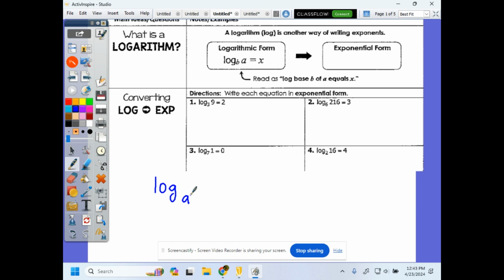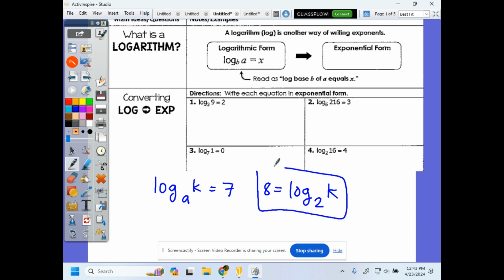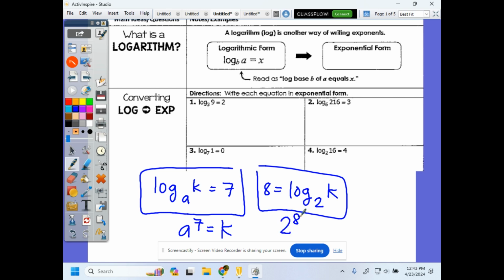On the side of your paper, I'd like you to try this on your own: log base a of k is equal to 7. I want you to write that in exponential form. And log base 2 of 8 is equal to k. These two problems here, write them on the side of your paper in exponential form. If you already answered it, the answer here is a, base a, the exponent 7 is equal to k. The base here is 2, the exponent is 8, is equal to k. And that's the right answer.